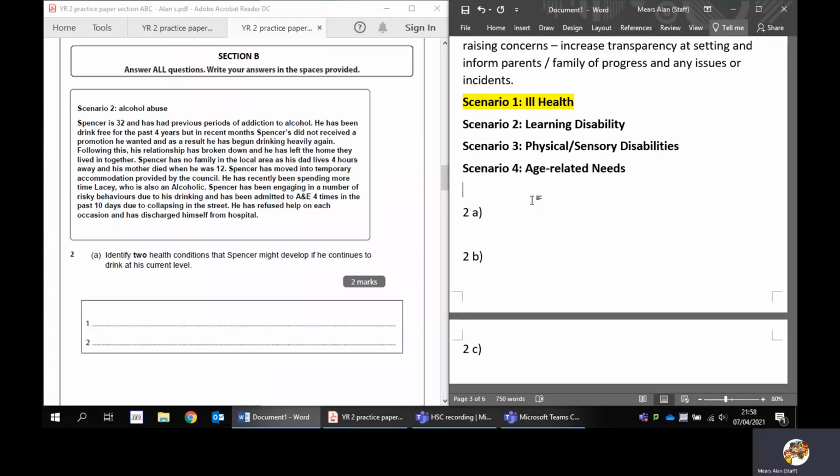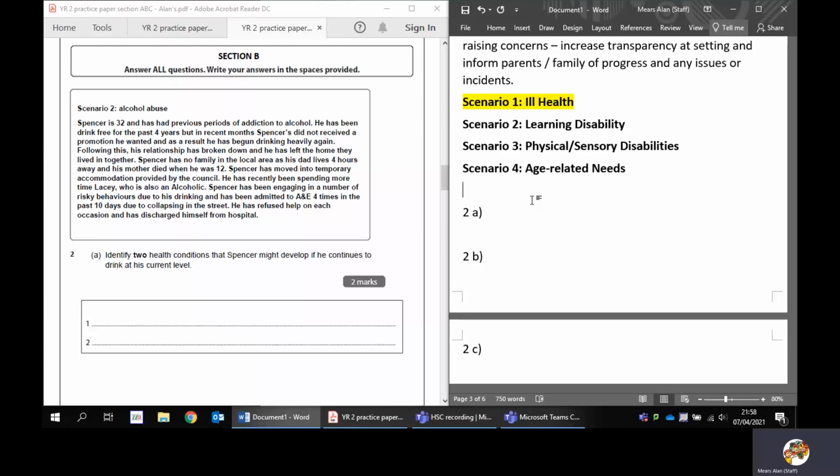drink-free for the past few years, and in recent months he did not receive a promotion that he wanted. This resulted in him drinking heavily again. Following this, his relationship has broken down. He's left home and is now living away from his family in temporary accommodation provided by the council.